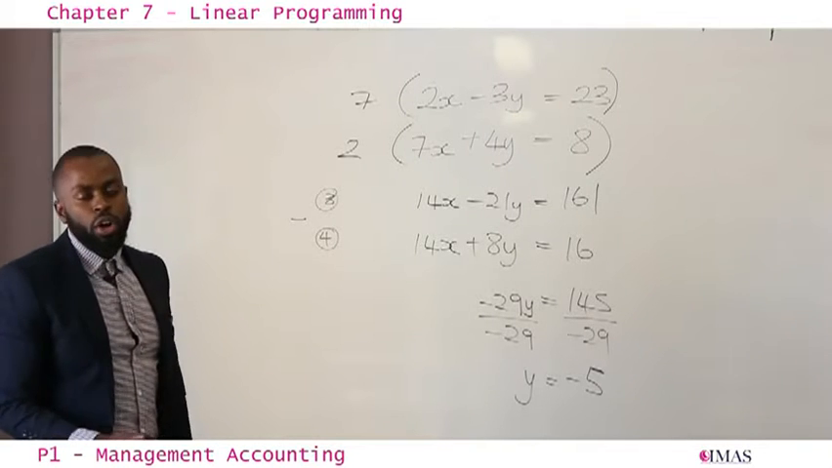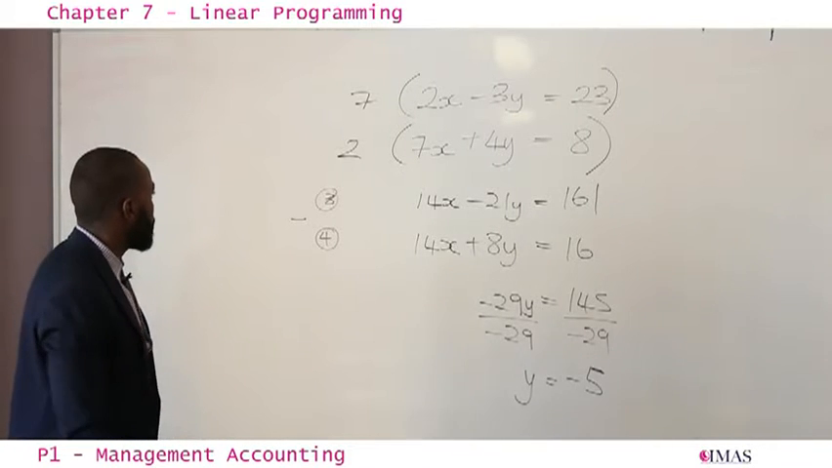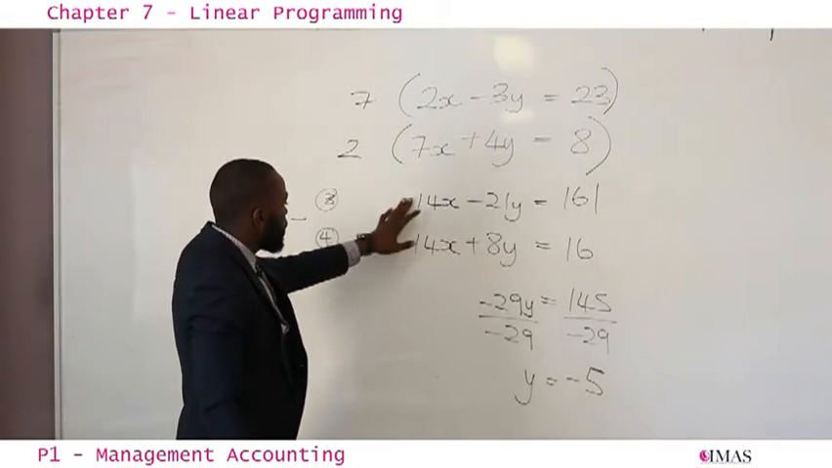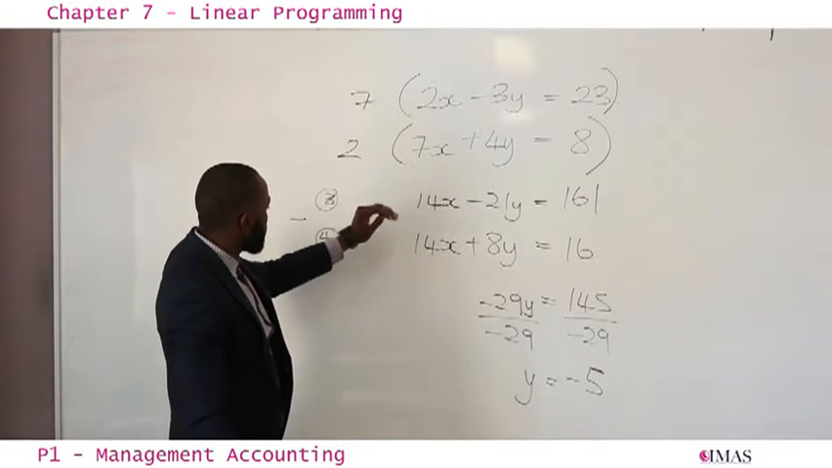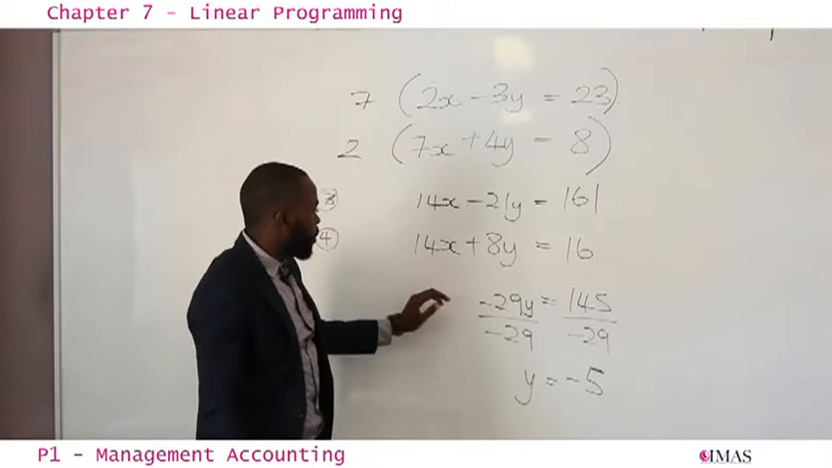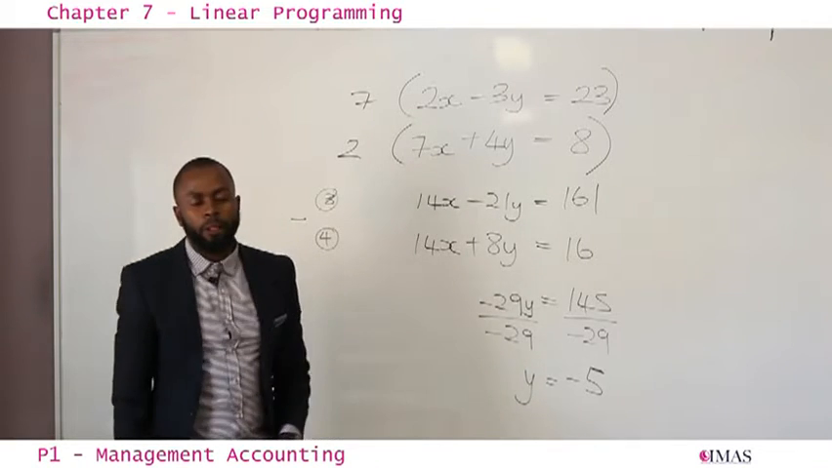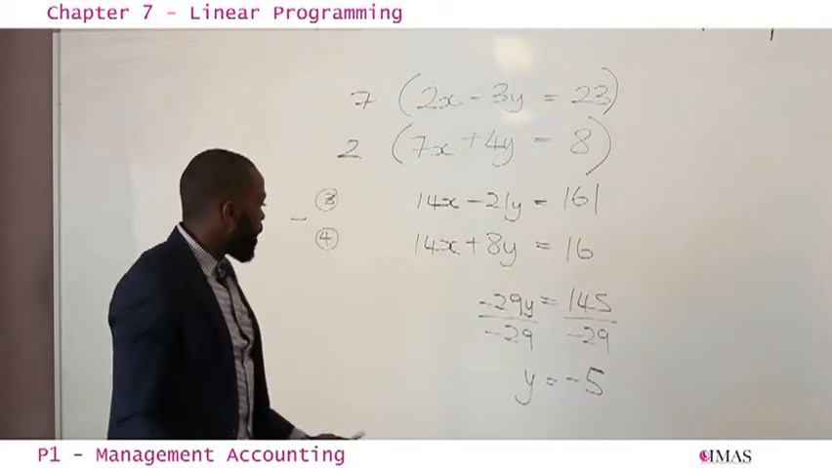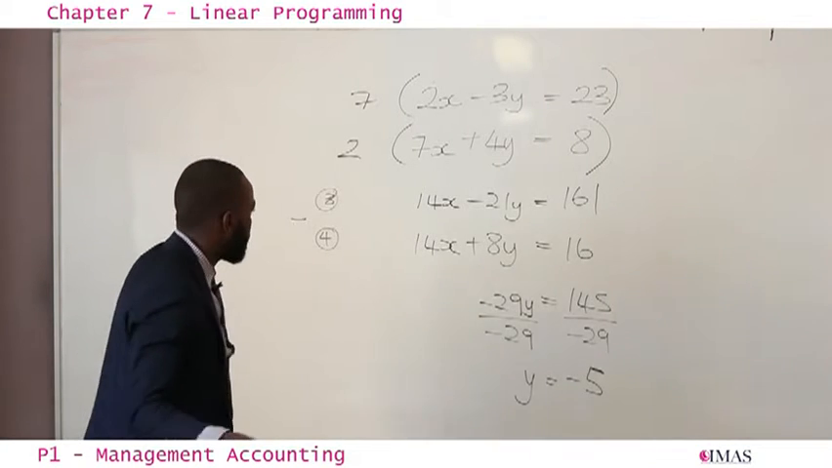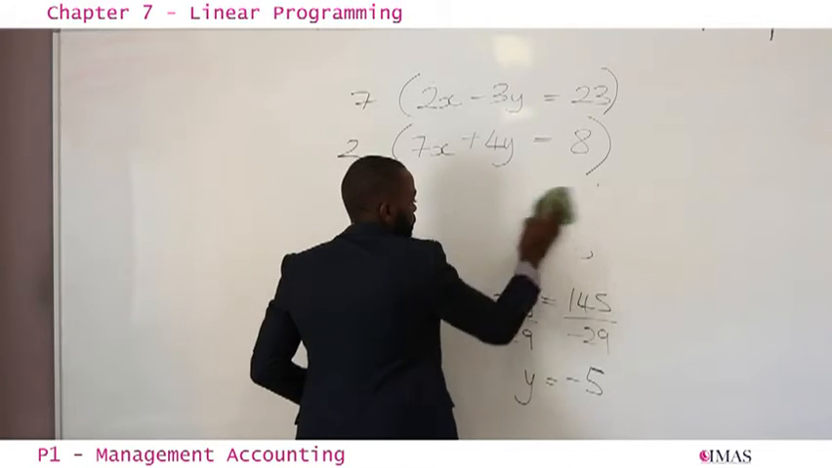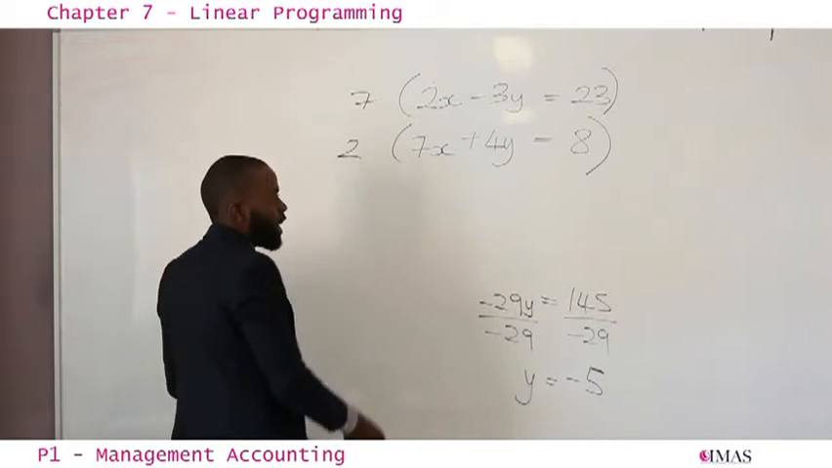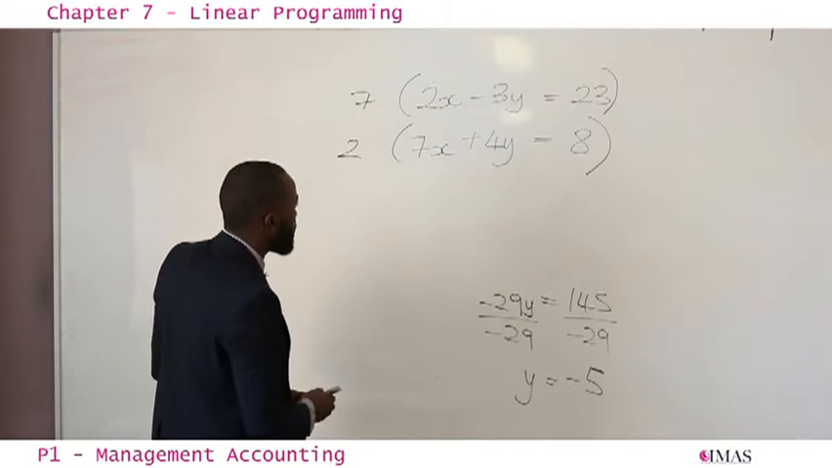So this method we call elimination. First we had to make the coefficient of x the same. Then we eliminated x because it now has the same coefficient. If we subtract equation 4 from 3, we no longer have x. Then we solve for y. Now once we have y equal to minus 5, we go back to either equation 1 or equation 2 and substitute.